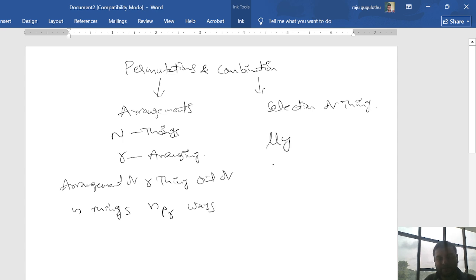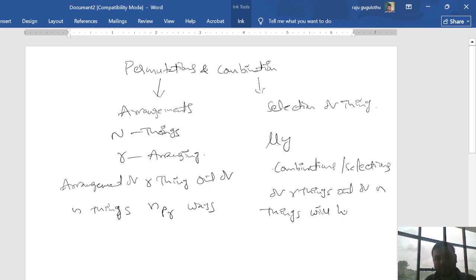Similarly, combinations are selections. Selections of r things out of n things will happen in nCr ways.